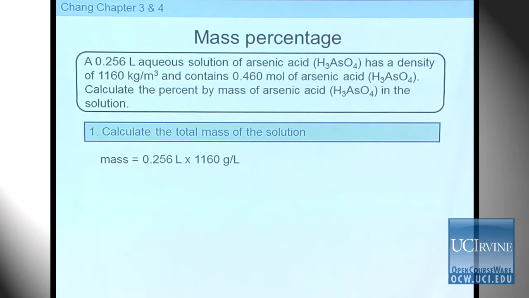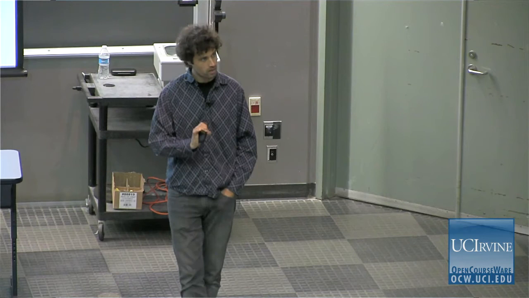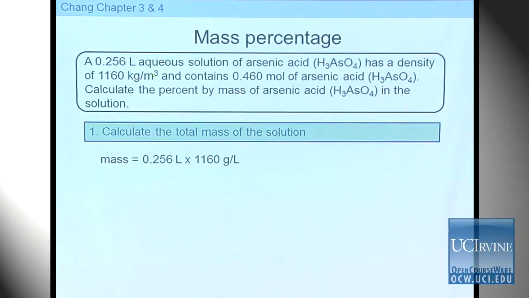The only thing I have to be careful about is this unit over here. It says kilograms per meter cubed. If I take a thousandth of a kilogram, which is 1 gram, okay, and a thousandth of a meter cubed, which is 1 decimeter cubed, which is a liter, I get the same density expressed in grams per liter. Okay, so this is a quick conversion I made here without spelling it out explicitly. The unit of kilograms per meter cubed is the same as grams per liter. If you do this calculation, you find that the mass is 296.96 grams. That is the mass of the total solution.